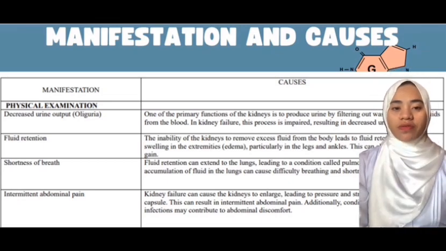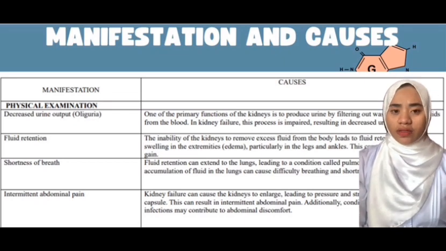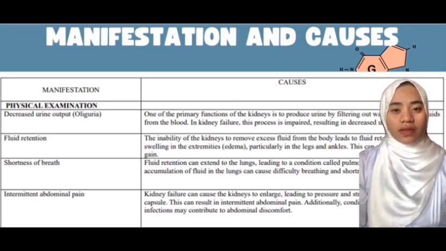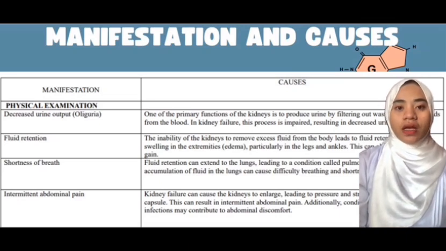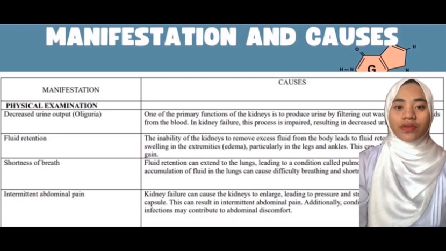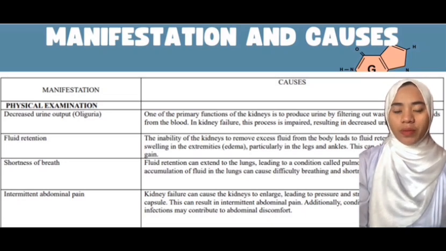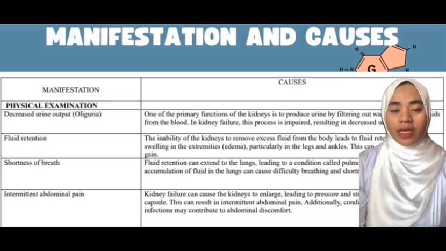The fourth one we found out in our patient is intermittent abdominal pain. The cause of this is that kidney failure can cause a kidney to enlarge, leading to pressure and stretching of the kidney capsule. This can result in intermittent abdominal pain. Additionally, conditions like kidney stones or infection may contribute to abdominal discomfort. So, our patient is diagnosed with kidney failure.